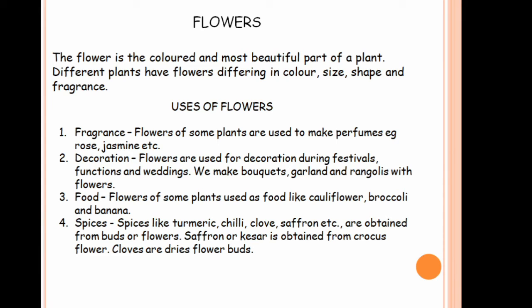Food. Flowers of some plants are used as food like cauliflower, broccoli, and banana. Spices. Spices like turmeric, chili, clove, saffron, etc. are obtained from buds of flowers. Saffron or kesar is obtained from crocus flower. Cloves are dried flower buds.